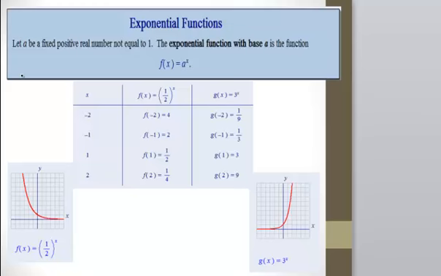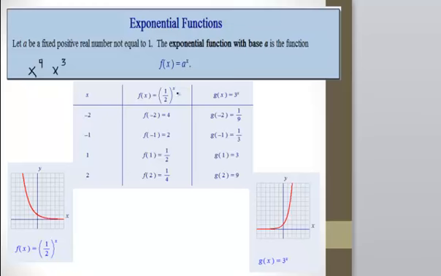In the past, we've always had our variable in the base part, something like x to the fourth or x to the third. Well, now our x is going to be in our exponent. So our base will be some number. Actually, it will be some positive real number not equal to 1. So let's have a look at these graphs and what they act like and what they do.